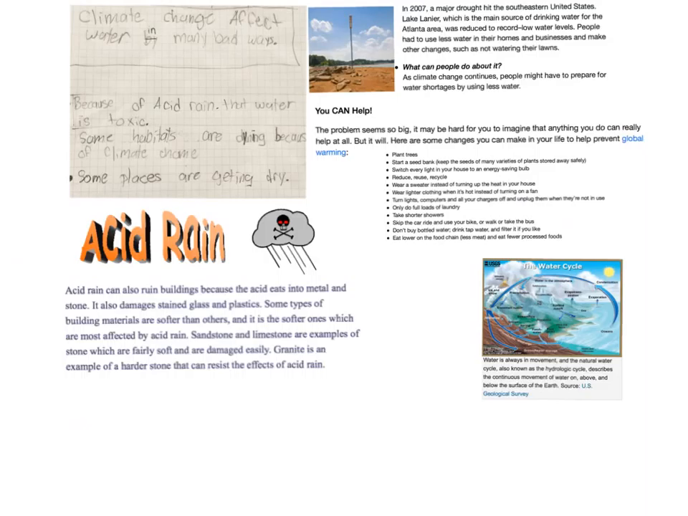Okay, so that was all I needed to show you. Climate change is affecting water. So remember, as it rains, some habitats are dying, and some places are getting dry. Don't forget this.